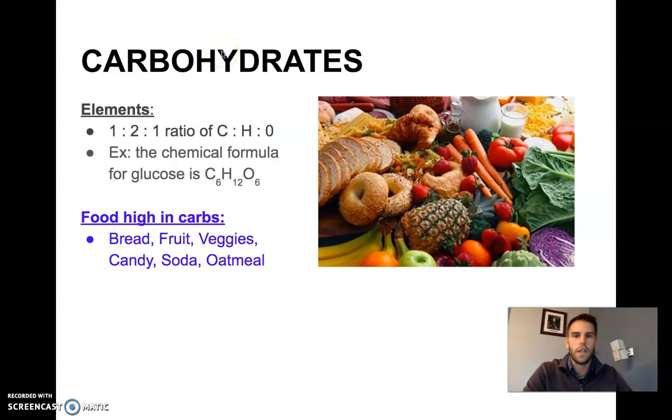Now, let's actually get into what are foods high in carbohydrates, all right? Examples would be bread, all right, fruit, veggies, soda, oatmeal. All of those are very, very high in carbohydrates.